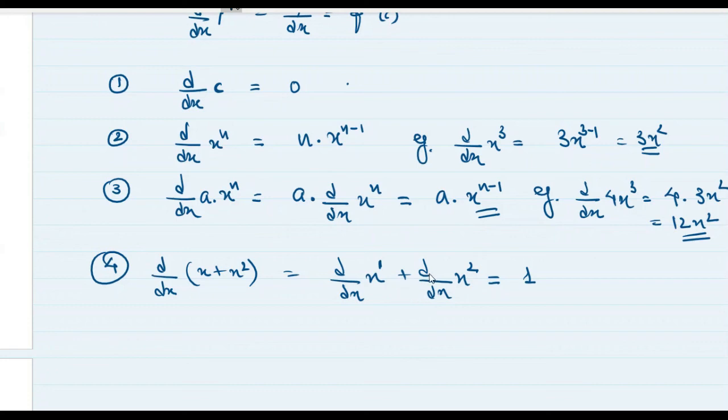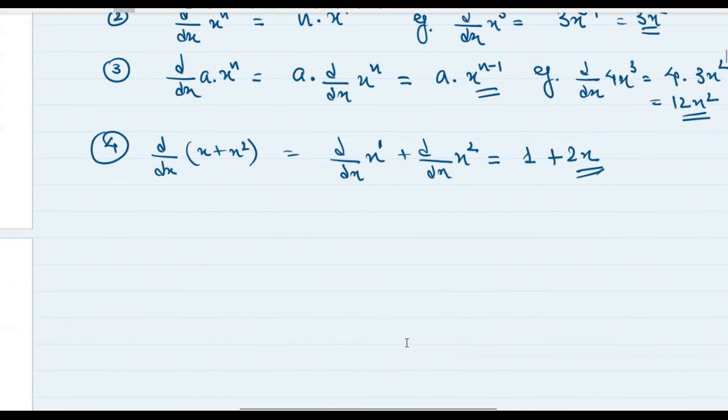1 into x raised to 0, which is nothing but 1. So the derivative of x with respect to x is 1. The rate of change of x with respect to x is always 1. It is always constant. So the derivative of x is always 1. Plus the derivative of x square, which will become 2x. So the answer is 1 plus 2x.